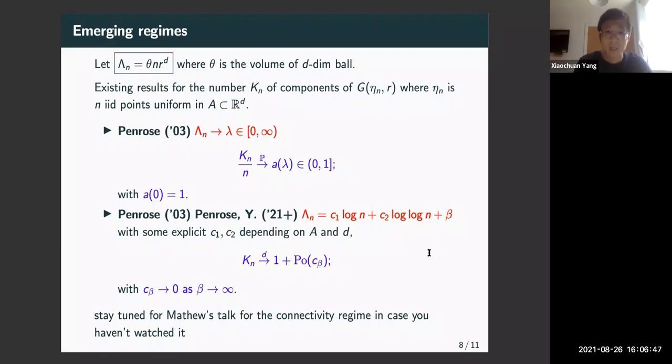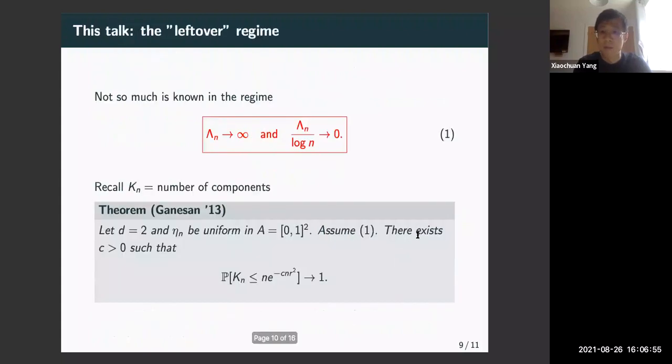You might have noticed that there are some leftover values. So what if lambda n goes to infinity, but at a lower rate compared to log n? And this is precisely the main concern of this talk. In the abstract, I refer to this regime as the intermediate regime. So we assume 1 occurs and consider the number of components Kn.